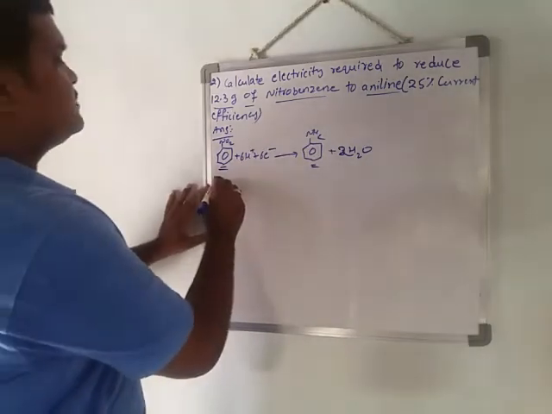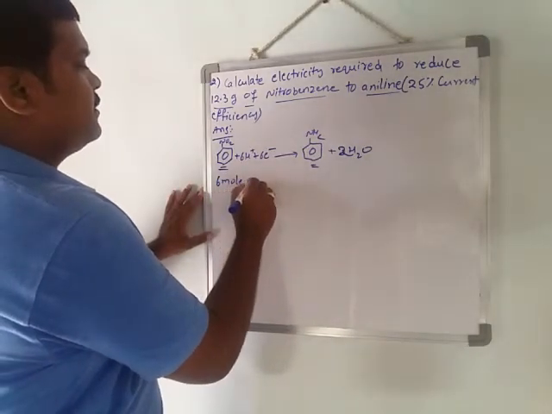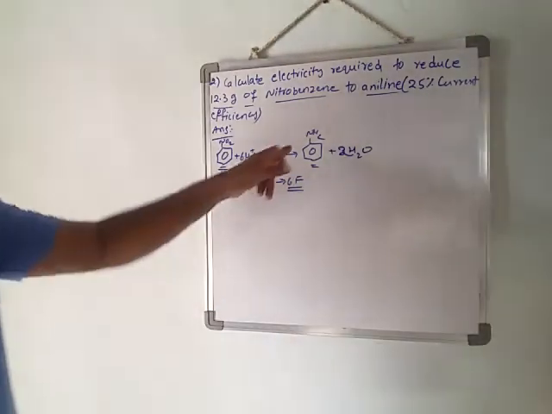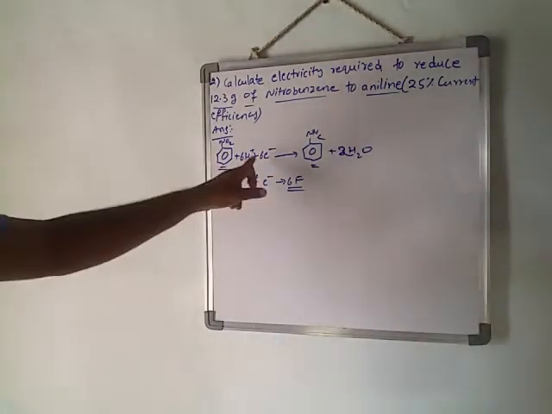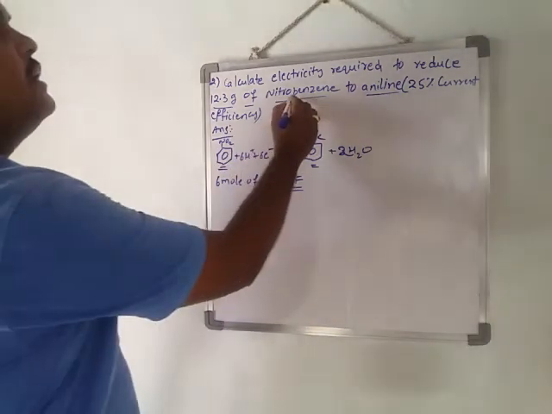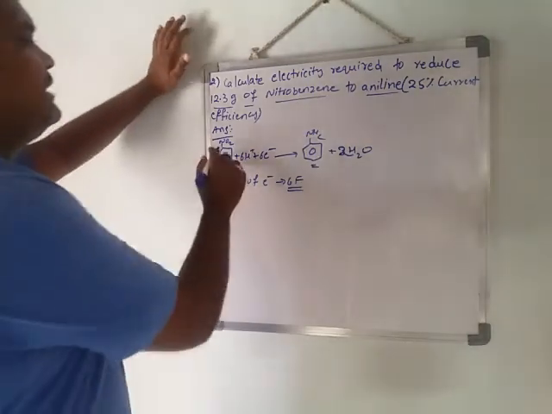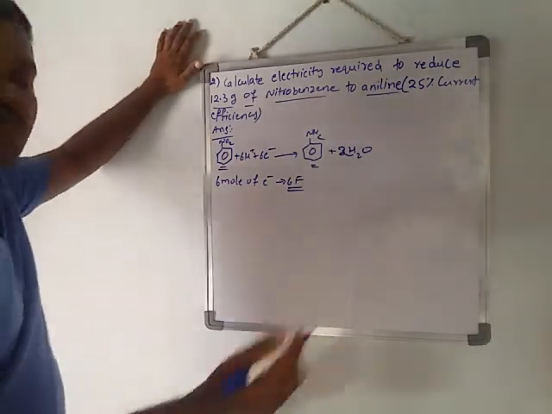So 6 moles of electrons means 6 Faradays. Yes or no? This is very important to find out. Now next, nitrobenzene to aniline. How many grams? 12.3 grams. So the weight of nitrobenzene, the actual molecular weight, is 123 grams.